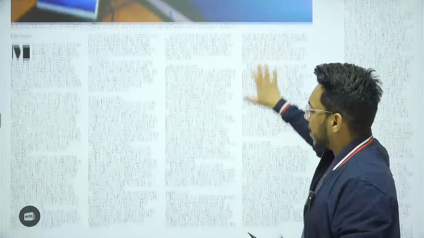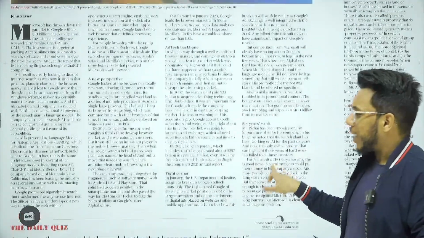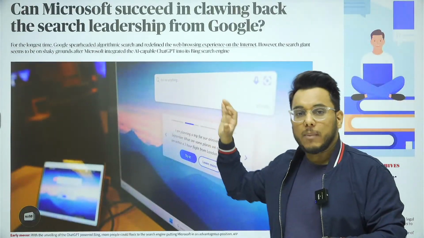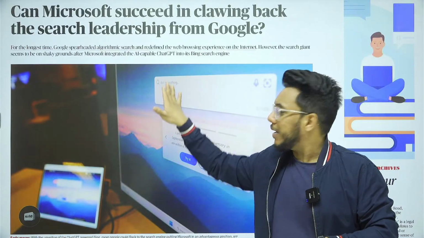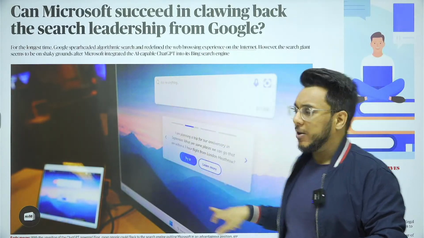Now, you are not required to go into this article, guys. Why? Because this article is talking more about the corporate rivalry between Microsoft and Google. For examination, we don't have much substance here.